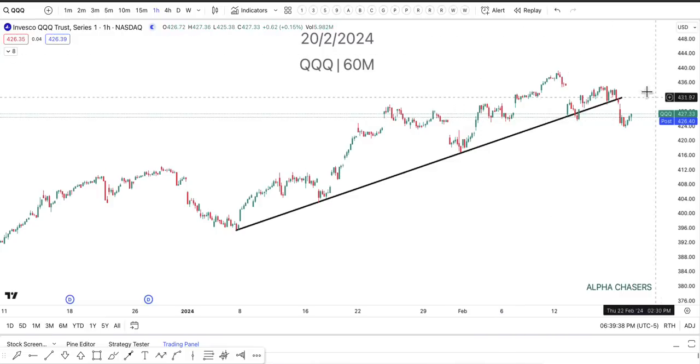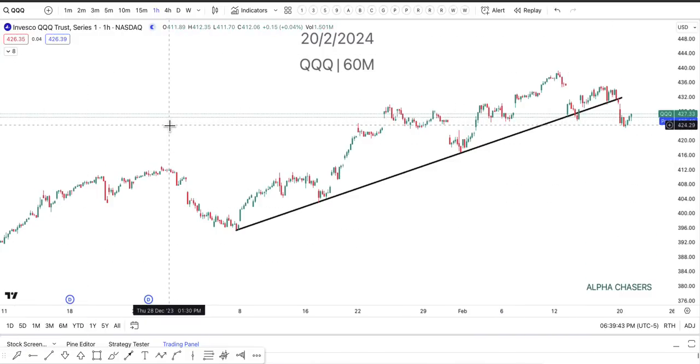Left shoulder, head, right shoulder. I'm sure we all say it, but might as well just point it out. So we just drop the line right here.